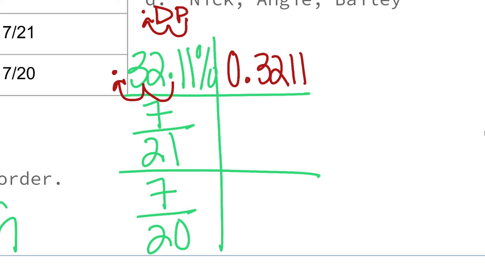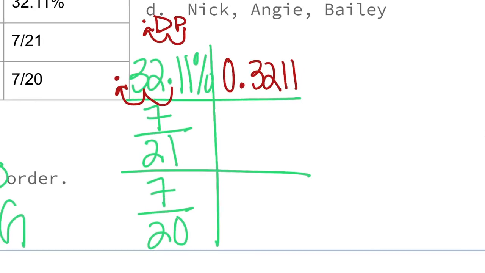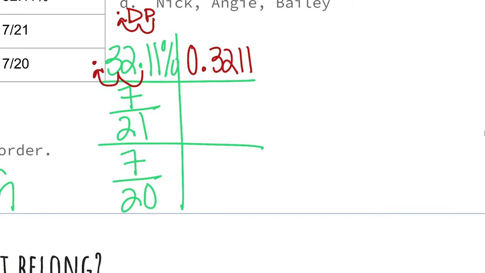I have to convert. I have to do Dr. Pepper or Pepper Doctor. I've got to do that. Don't just write 32 and 11 hundredths. It's not correct. Okay? 7 over 21. If you divide top and bottom by 7, we get 1/3. 1/3 is one of our benchmarks, which is 0.3 repeating. I'm going to take this out to 4 decimal places because that's what the top one is.